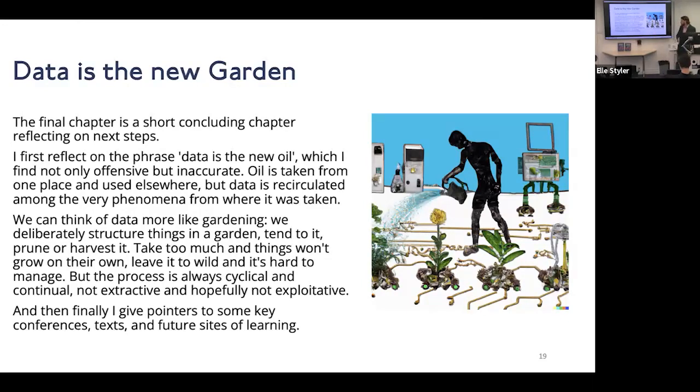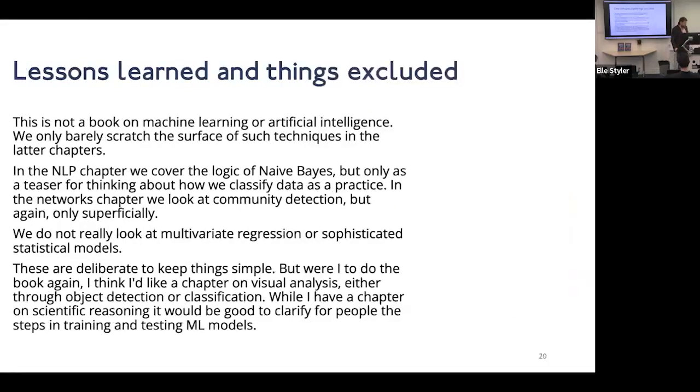So, then we think, well, where do we go from here? So I give examples of some key conferences, some texts, some places, some sites of future learning. And then that's it. That's the book. So what have I learned in this book? Well, it's not a book on ML or AI. We barely scratched the surface, but I think it gets you set up for that.